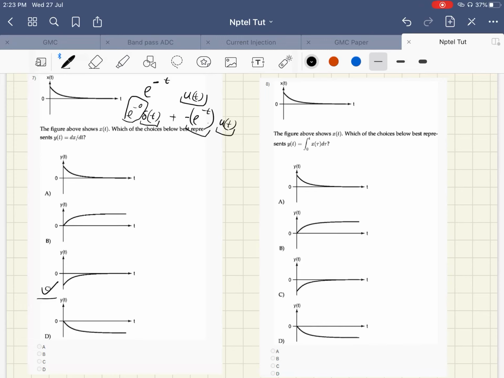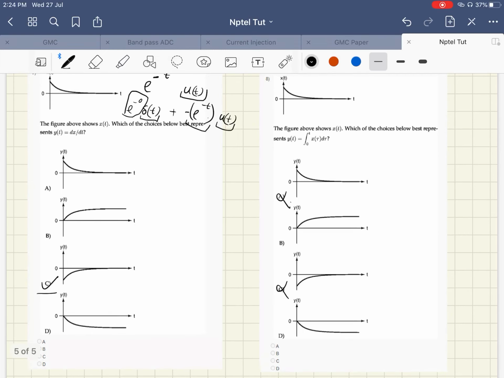Now let's move on to the integral of this particular graph. As we saw before, the integral cannot have a step unless there is an impulse at the origin. Since there is no impulse at the origin, options A and C are eliminated. Now, out of options B and D, the derivative is positive. That is, the waveform x of t is positive, hence the integral waveform should increase. Only in case of B do we see an increase in the integral waveform. Hence, B is the correct answer.